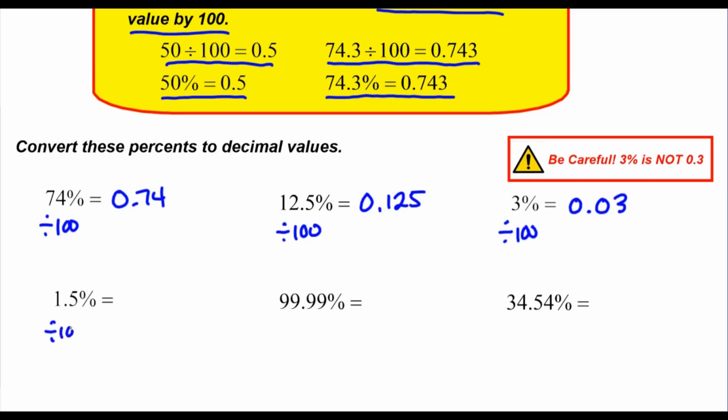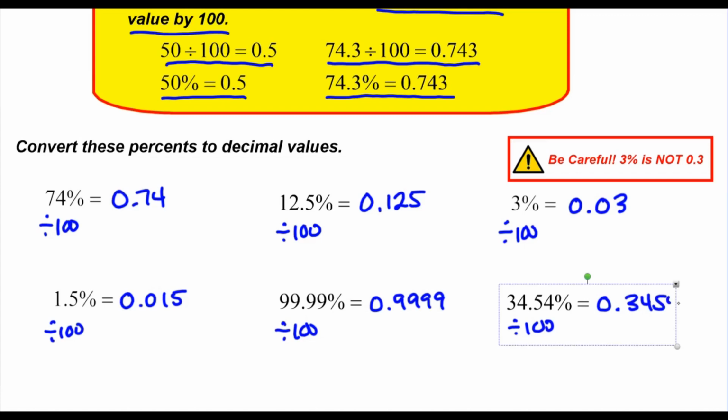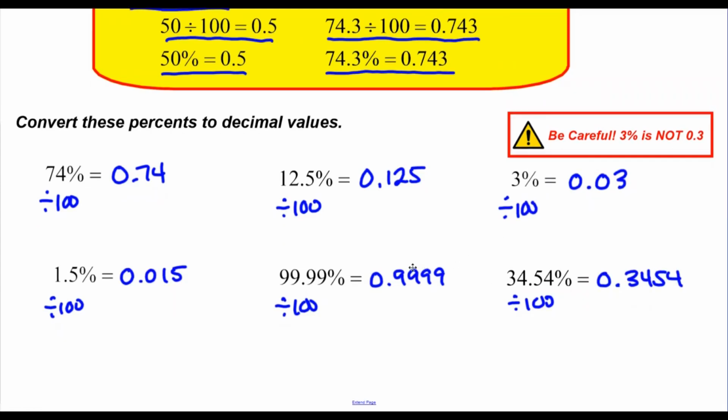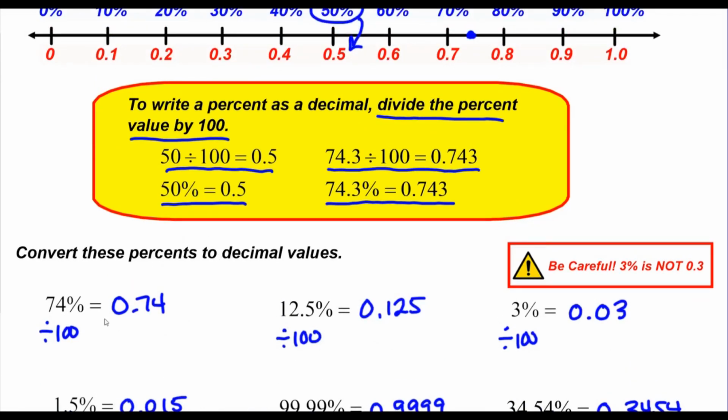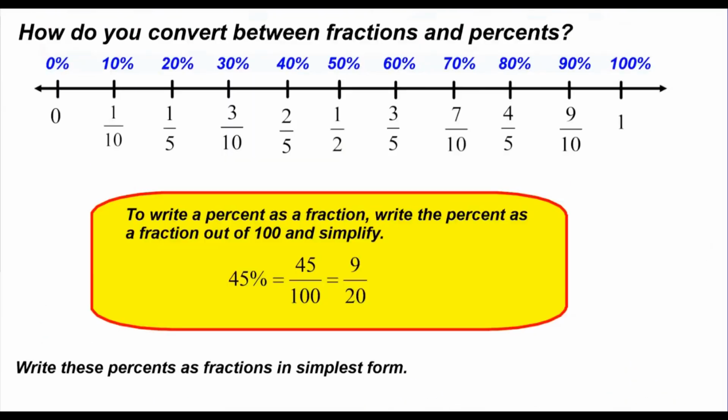1.5%, if I divide that by 100, I get 0.015. 99.99%, if I divide that by 100, I get 0.9999. 34.54%, if I divide that by 100, I get 0.3454 as a decimal. So again, converting percents back to decimal values, pretty easy to do, just dividing by 100.